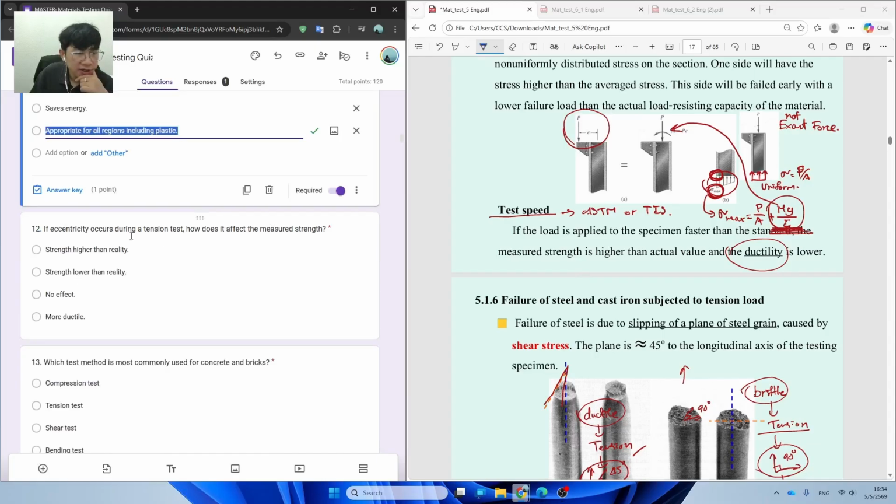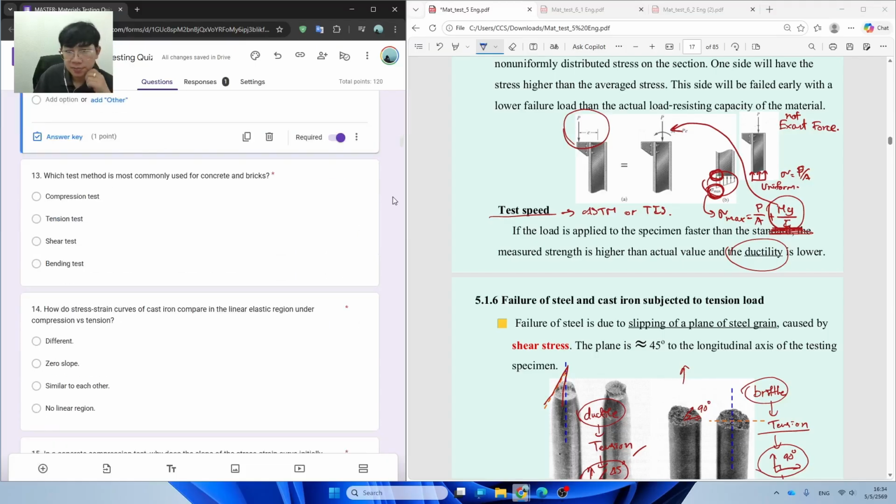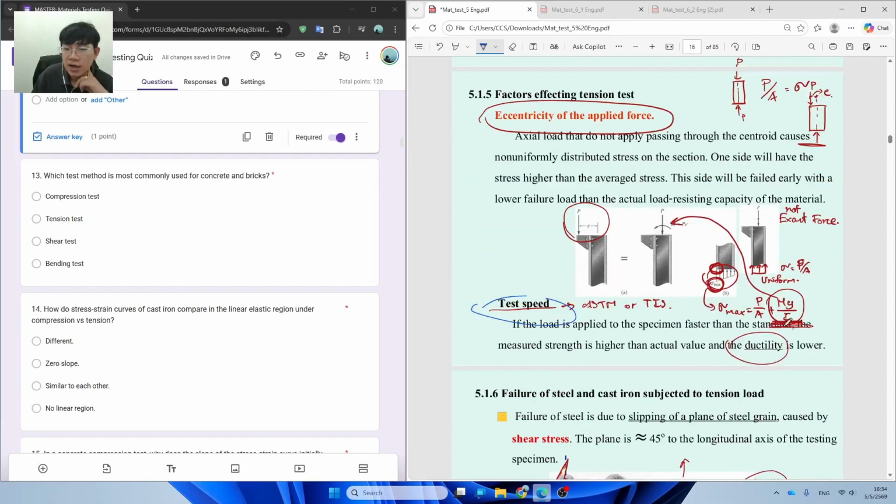Question 12. If eccentricity occurs in a tension test, how would it affect the measured strength? We discussed already previously that the strength is going to be different from reality. The measured strength is supposed to show lower than reality. For the eccentricity, it causes higher stress because of this term. It's going to have an extra stress caused by the moment and the eccentricity length.